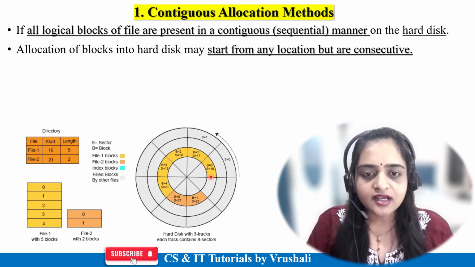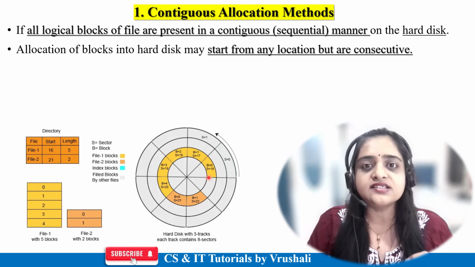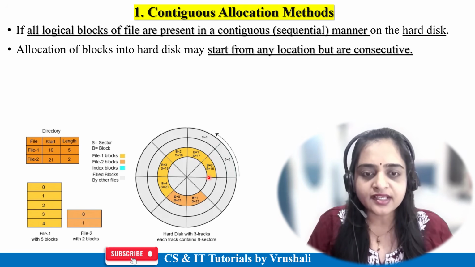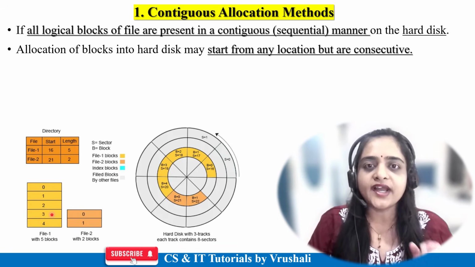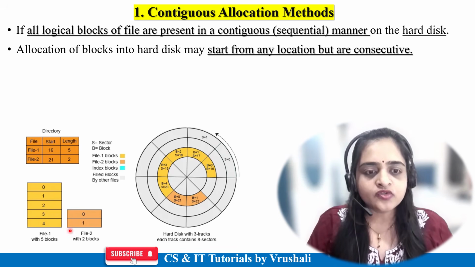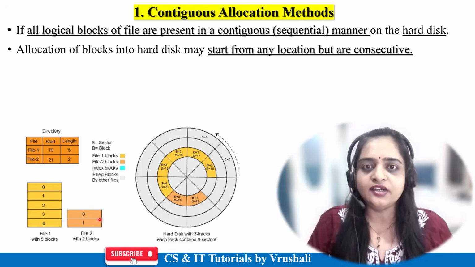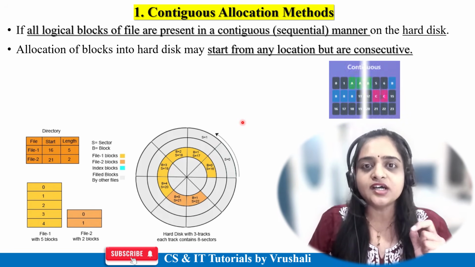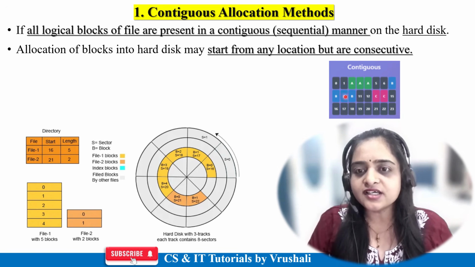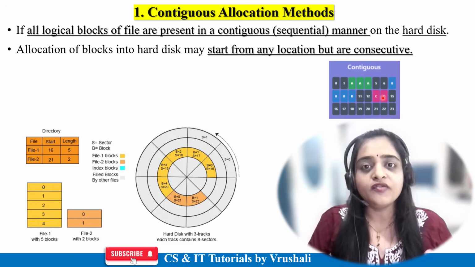See here, s equal to 16. This is the starting position of that particular file. So 16, 17, 18, 19, 20. All 5 blocks are occupied by file 1. Next the user wants to store file 2, and file 2 requires 2 blocks. So again continuing with 21, 22. These two continuous blocks are occupied by file 2. So this is called the contiguous allocation method, meaning files are stored in a sequential manner one by one.